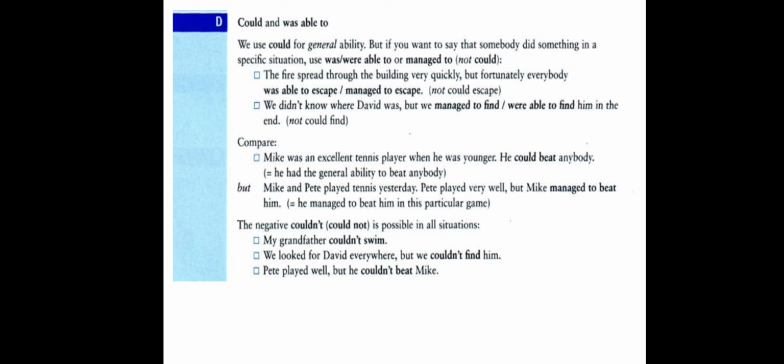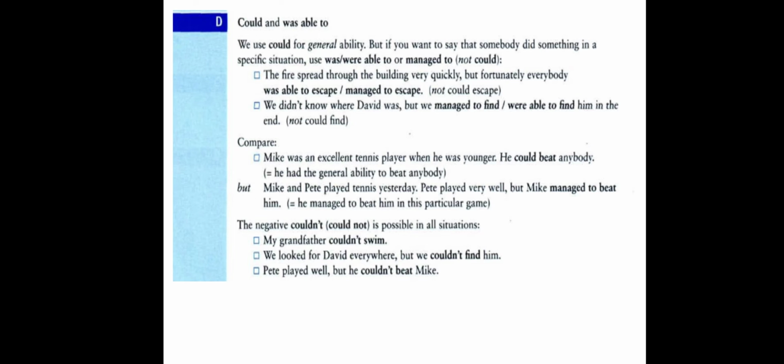So we use ability in the past, and it is a general ability here. He could beat anybody. So we use could plus the base form. So it becomes like this: He could beat anybody. He had the general ability to beat anybody.